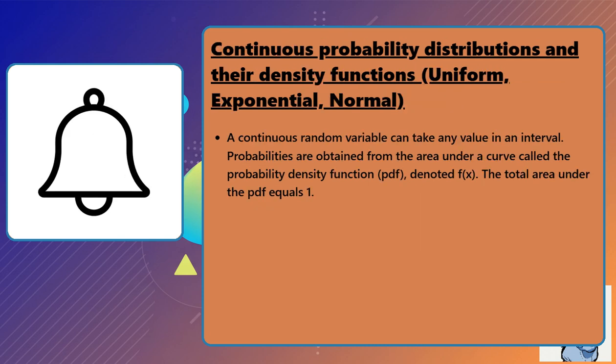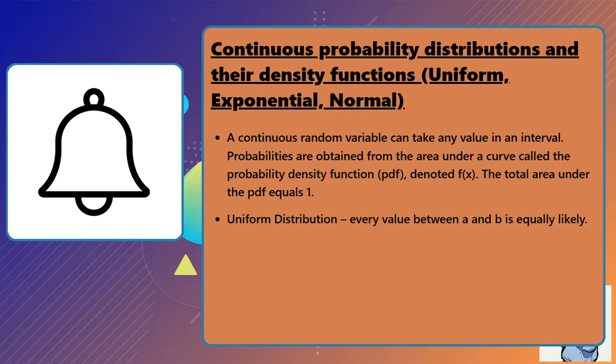A continuous random variable can take any value in an interval. Probabilities are obtained from the area under a curve called the probability density function, PDF, denoted f(x). The total area under the PDF equals 1.